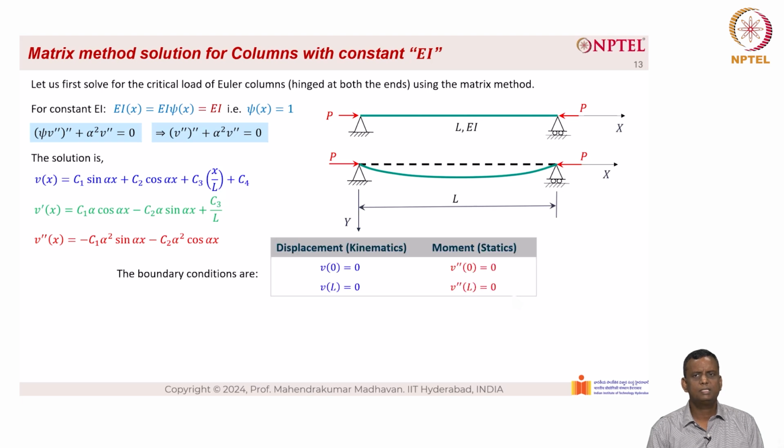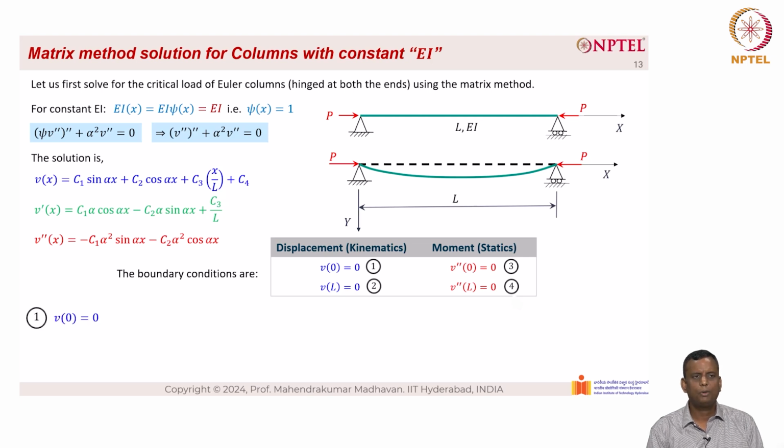So the boundary conditions given here are v of 0 equal to 0, which is the lateral displacement at one end is 0. Similarly, the lateral displacement at the other end, v of L is equal to 0. Since it's a simply supported condition, the moment at both the ends should be 0. So v double dash of 0 equal to 0 at one end and v double dash of L is equal to 0 at the other end. So we have 4 boundary conditions to solve for 4 constants.